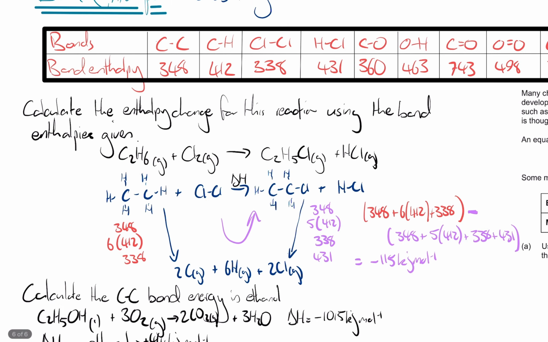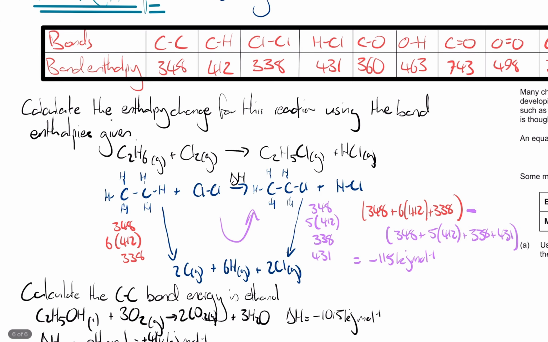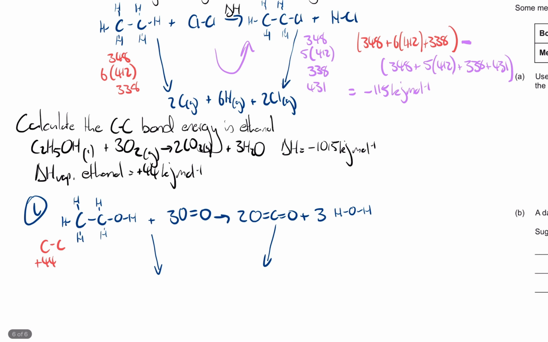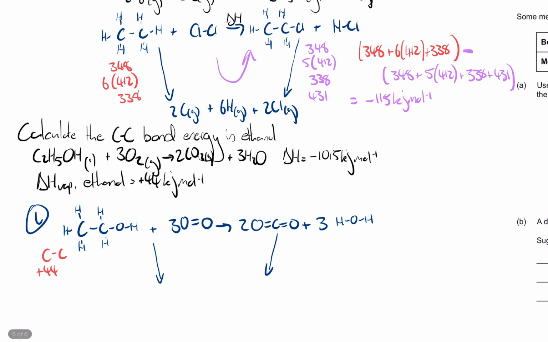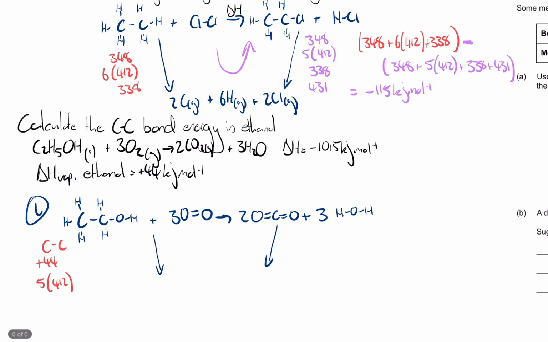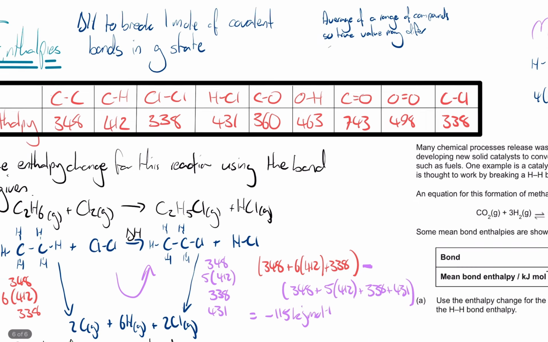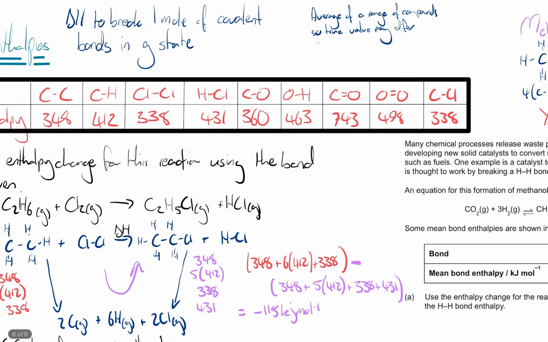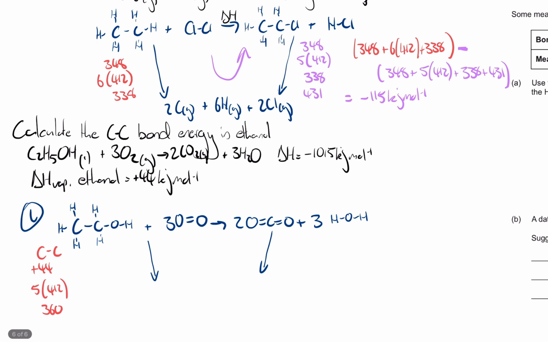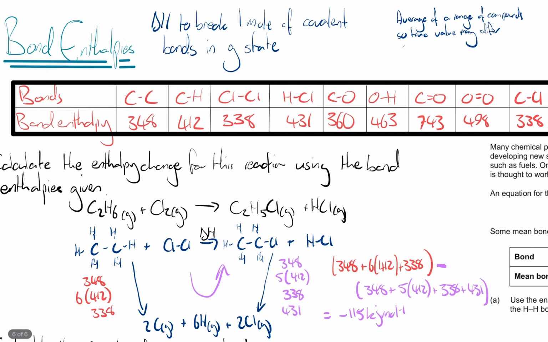We don't need to worry about CC. We're trying to work that out. It's going to be slightly different to the value that we've got here. We've got 412. So we've got 1, 2, 3, 4, 5 carbon hydrogens. So 5 lots of 412. 1 lot of carbon oxygen, so 360. 1 lot of oxygen hydrogen. Where's that? 463. And then on to this, we've got 3 lots of that double bond O, 498.